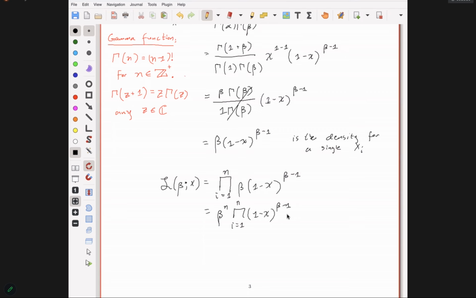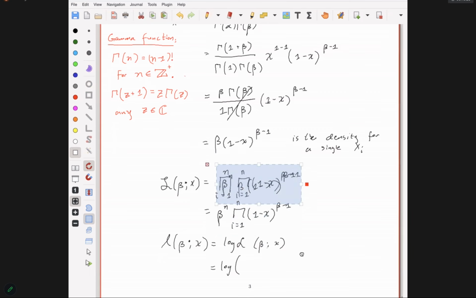Okay. And so our log likelihood function, lowercase l of beta given x, what is this going to evaluate to? If it's the log of this whole thing up here, how can I start simplifying that?